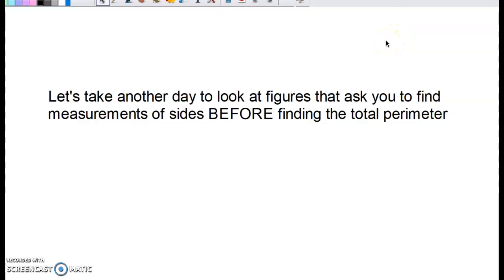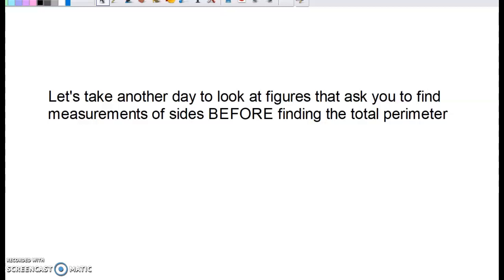All right, we're going to take another day to look at figures that ask you to find measurements of sides before you're finding the total perimeter. This is definitely the hardest skill that we're going to be looking at when we're calculating the total perimeter. So just to go over a few more examples and work you through how you find those missing values before you calculate.